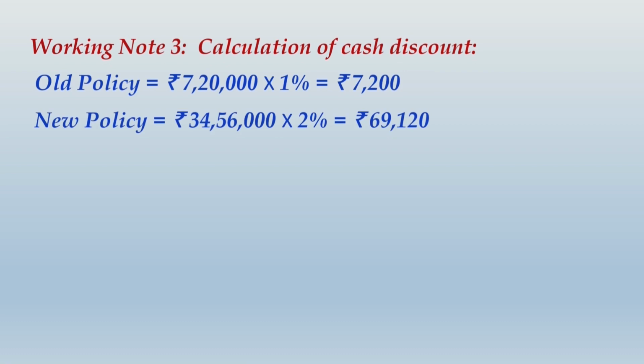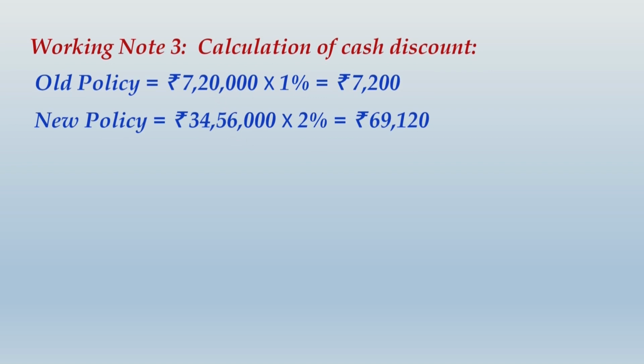That is 34,56,000 into 2%. That will give you 69,120. Now notice one thing. First of all, the rate of discount is increasing, and secondly, the portion of sales that is eligible for that cash discount is also substantially higher. Now don't wonder about from where did we get this information. We have obtained these calculations from working note number 1 and working note number 2.